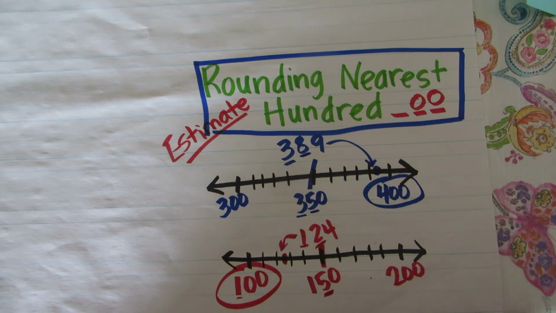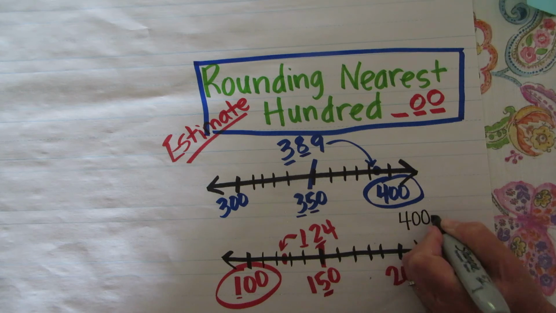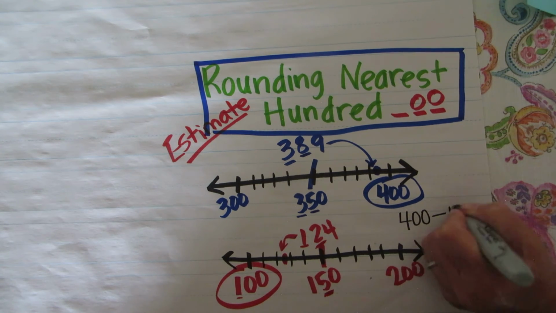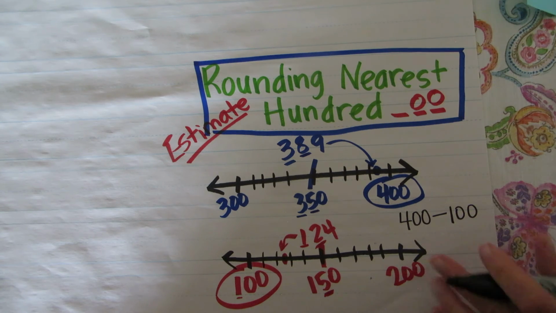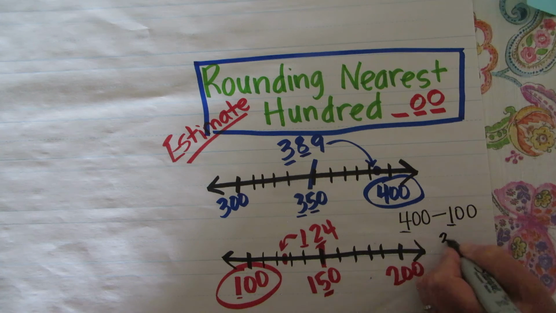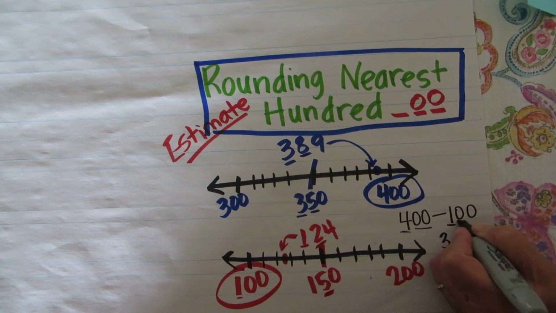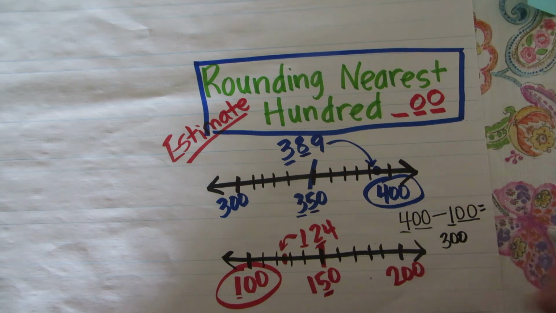going to subtract. So we'll start with our estimate 400, subtract 100, and this is what I love about estimating. It's so easy to subtract. So you can just take that 4 minus 1, which is 3, and then they both have zeros in the tens and ones place. So the difference between 400 and 100 is 300.